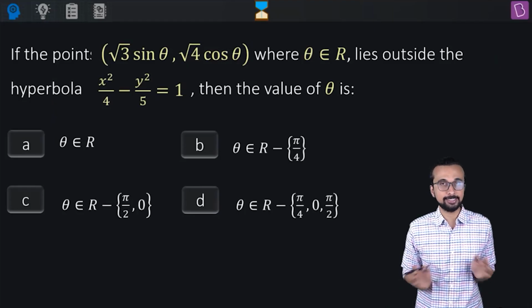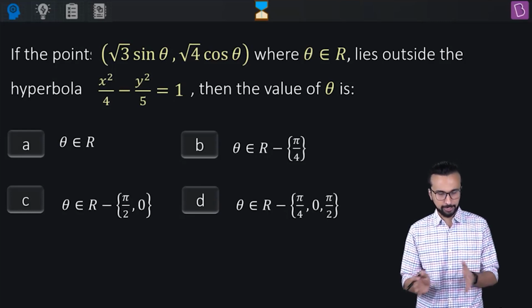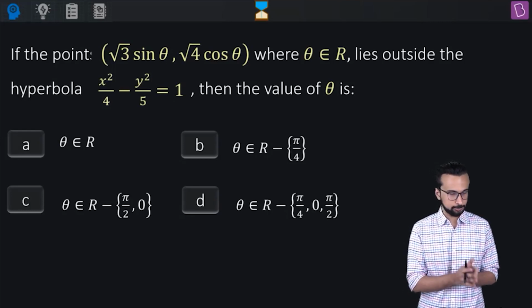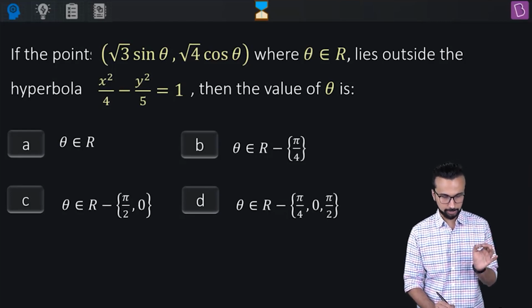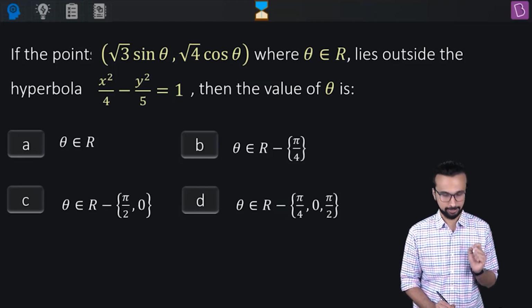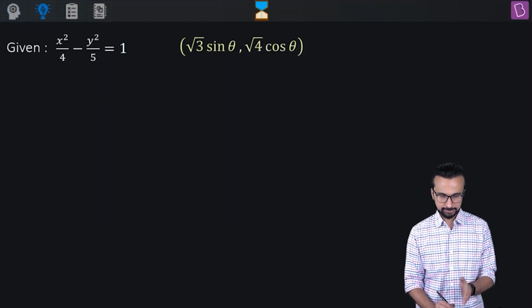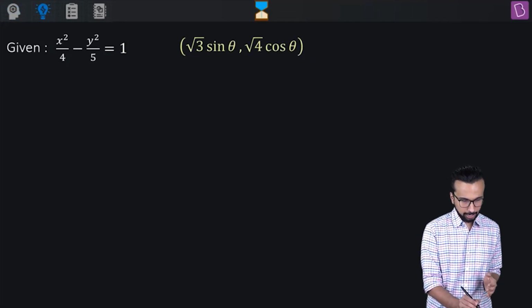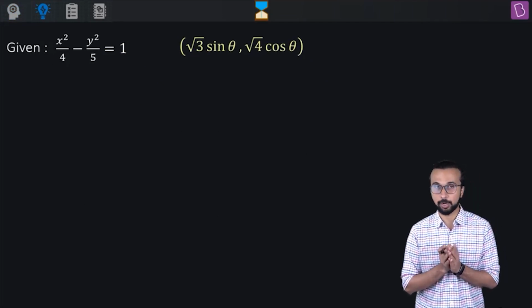In this question, it is given that the point (root 3 sin theta, root 4 cos theta), where theta is any real number, lies outside the hyperbola x squared by 4 minus y squared by 5 equal to 1. Here we'll have to find the value of theta. Let's begin. So it's given to us that this point lies outside the hyperbola x squared by 4 minus y squared by 5 equal to 1.